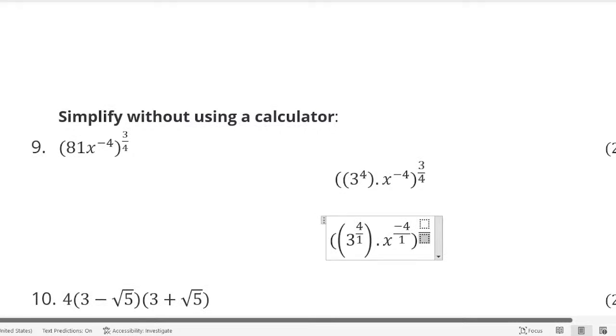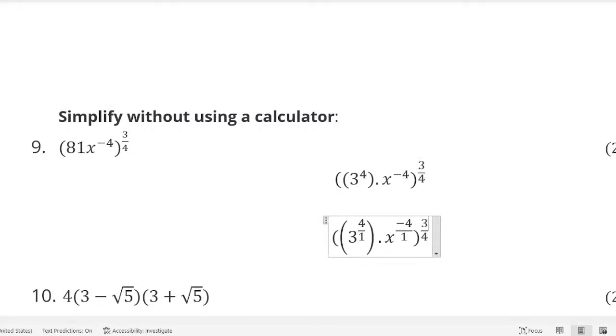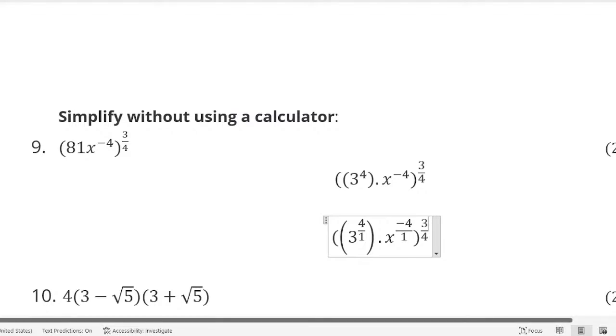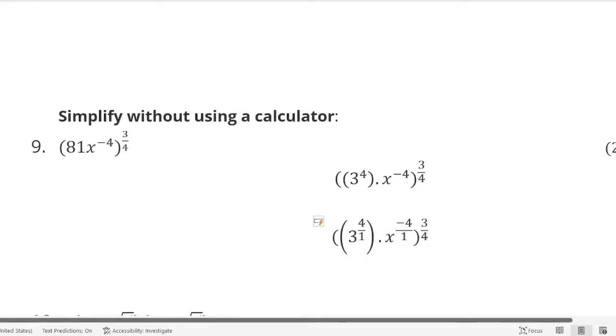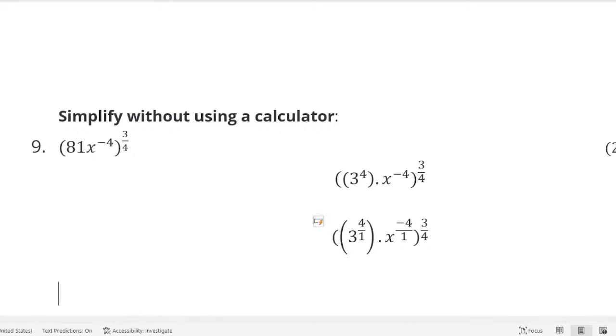Alright, 3 over 4. Perfect. So now let's multiply everything inside. We're going to multiply everything inside by this 3 over 4 outside. So this one is quite easy, that's why it's 2 marks. Then we'll be left with, so let me write it for you step by step so that you can understand.